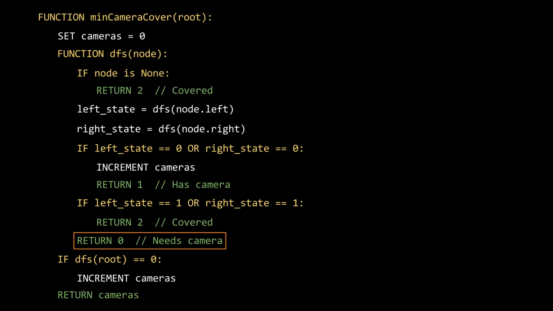After processing all nodes, we check if the root needs a camera. If the root needs a camera, we place one there. Finally, we return the total number of cameras needed.